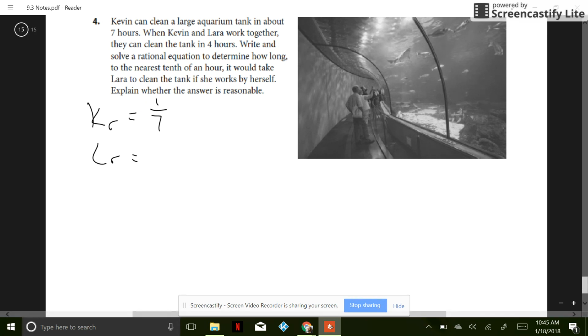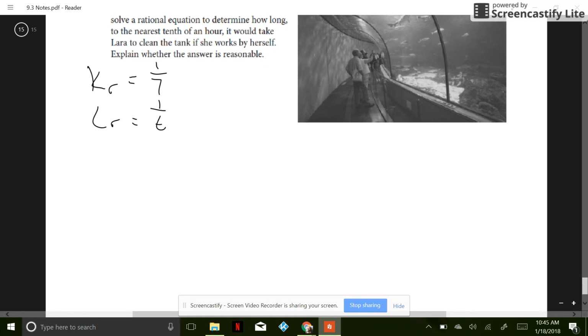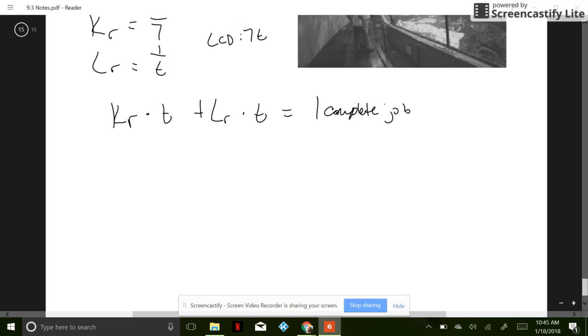Laura's rate, we don't know what it is. She can clean one tank in a certain amount of time. We're not sure. But we know together, we take Kevin's rate times whatever time plus Laura's rate times whatever time. We should get one complete job. So if we think about our LCD here, it's going to be 7t. So our time we know together, it would take them 4 hours.